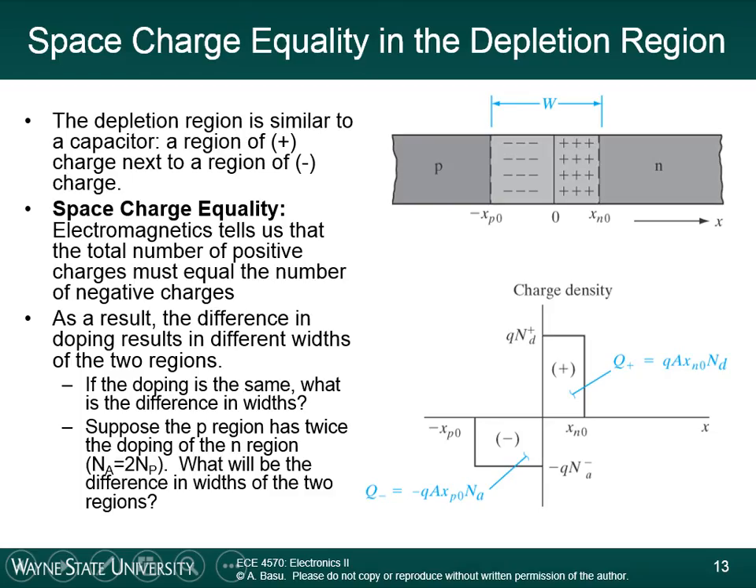So the example that we're looking at here is where the N side has a higher doping than the P side. So this would be referred to as an N plus P semiconductor. Let me just jot that down.